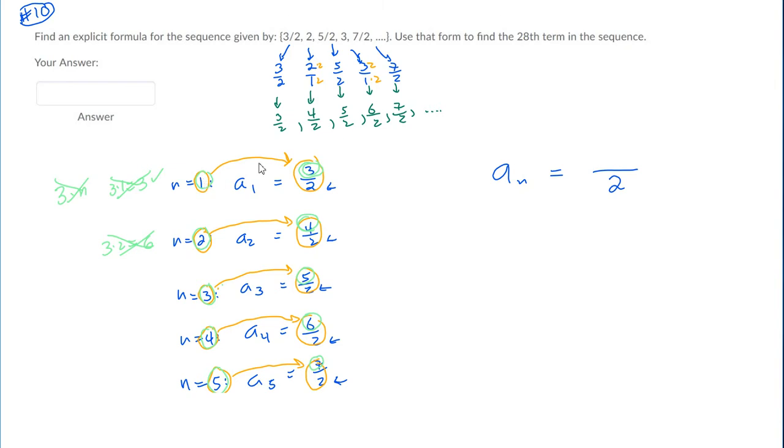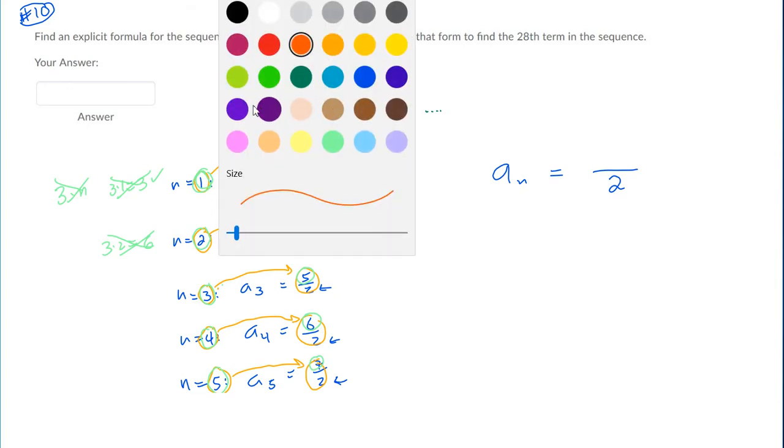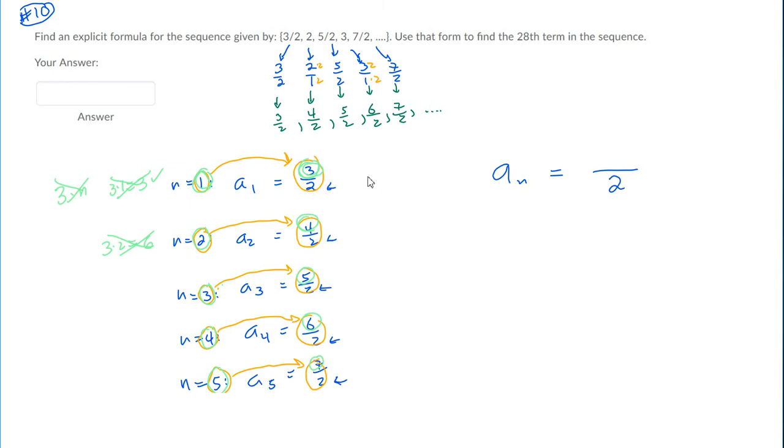How else can I convert a 1 into a 3? If I cannot do it by multiplication, how about by addition? Can I convert a 1 into a 3 by addition instead? Sure. What do I add? I add a 2, right? So what if I try n plus 2? Would that work? Well, what's 1 plus 2? It's 3. That checks. How about when n is 2? What's 2 plus 2? 4. That's the numerator I wanted, right? So that checks. How about here?